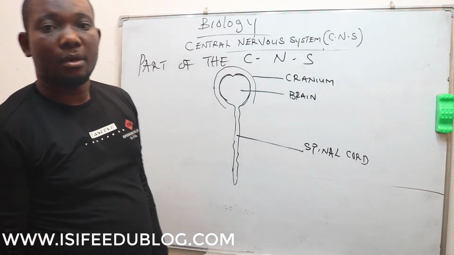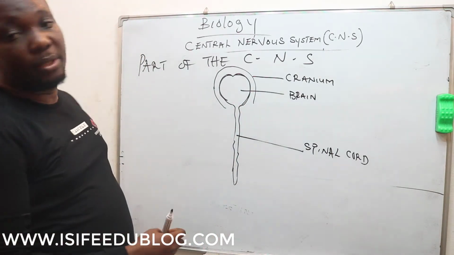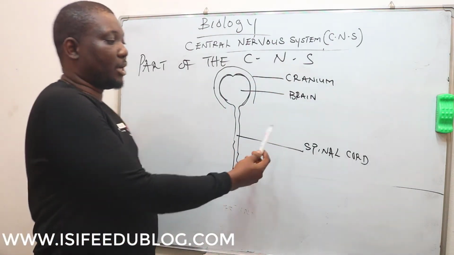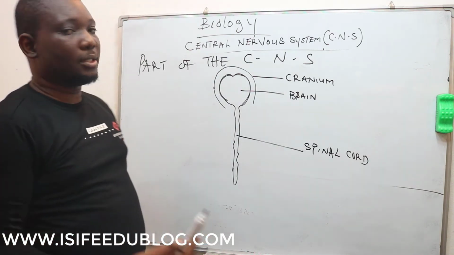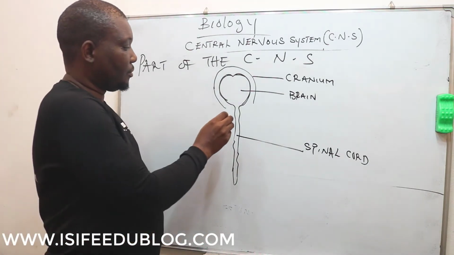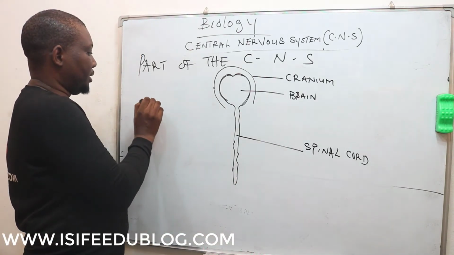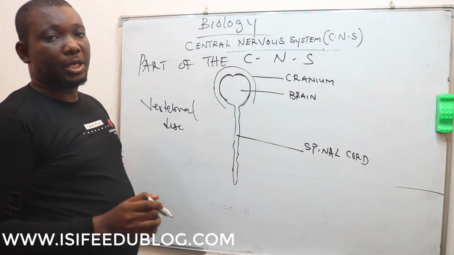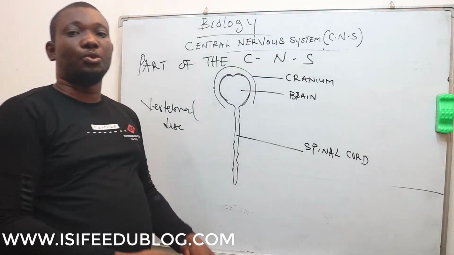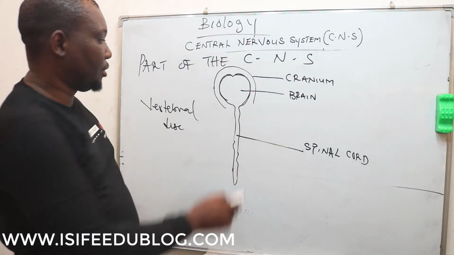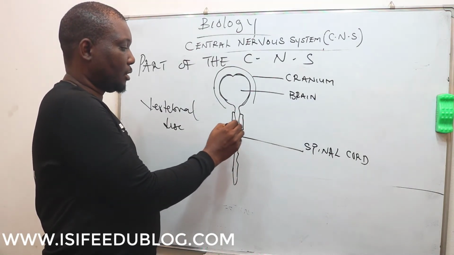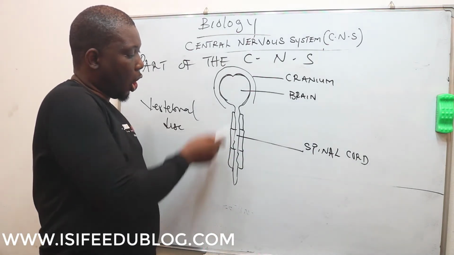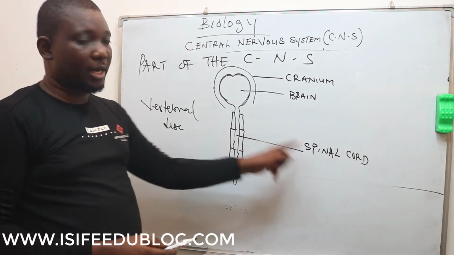Just like the brain is protected by a bony skull called the cranium, what gives the spinal cord its protection is the vertebral disc. You know that the spinal cord runs through the vertebral column, or what we call the backbones. So these are the bones of the vertebral column, protecting the spinal cord.